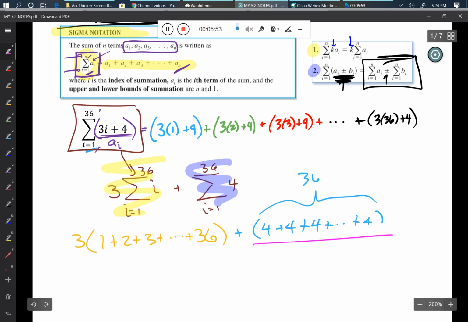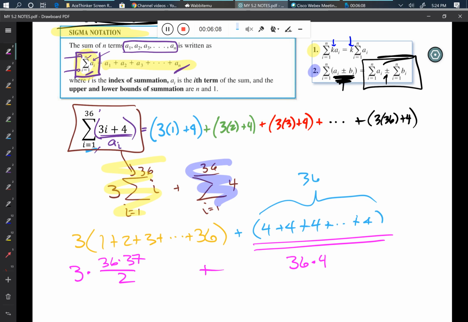The second summation over here, that's clearly just going to be 36 times 4. This one is going to be 3 times 36 times 37 divided by 2. And then we'll just add those two together. At this point, I'm just going to do a little bit of math in my calculator over here. So I have 3 times 36 times 37, times 37 divided by 2.